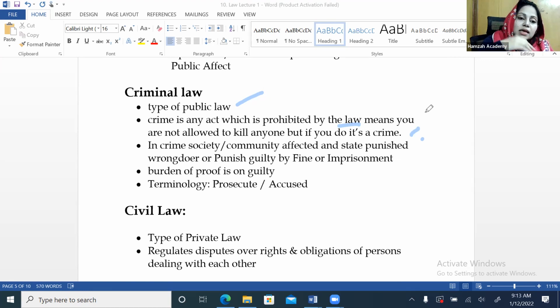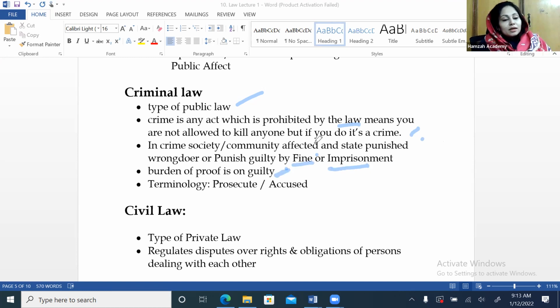Crime is any act which your law does not allow you to do. If you do that act which is not allowed in your state, then it is a crime and you will be punished. Second, in crime, society and community are affected, and the state punishes the wrongdoer or the guilty by fine or by imprisonment. Burden of proof is on the guilty.